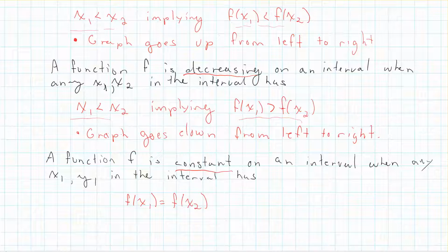We don't need to include the x1 less than x2 in this case, because if you're constant, it doesn't matter if you're going from left to right or right to left, because you're just horizontal and constant. Where the other ones, it does matter, because going up can be interpreted differently if you're reading a graph from left to right versus right to left. Okay, so those are our three things here: increasing, decreasing, and constant.